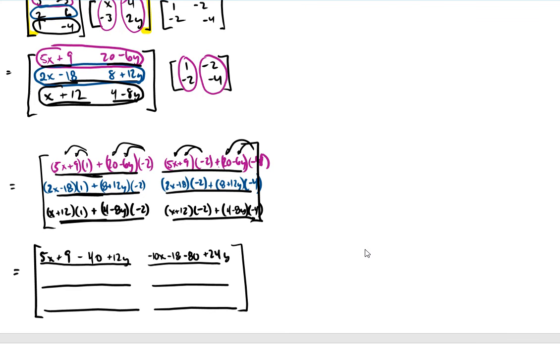Okay, and then keep it going. The next one, the 1 distributes, and we'd have 2x minus 18. The negative 2 distributes, we'd have minus 16 minus 24y. And then the second element in this row, the negative 2 distributes, so we'd have negative 4x, and then plus 36. And then we would have minus 32 minus 48y.